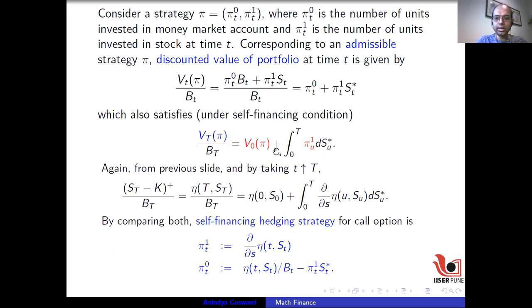Now we compare these two things. Basically, it is like you are driving. You need to reach here; this is your destination. What should be your initial position and what should be your maneuver? Here you are getting that if you start with this real number, this is a positive real number, right? Because η is a solution of the PDE and it is positive.